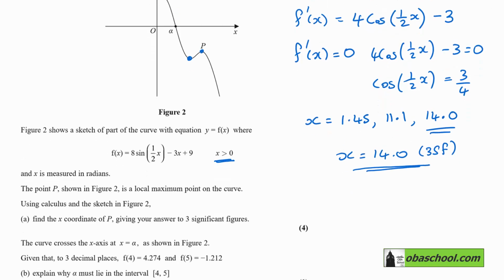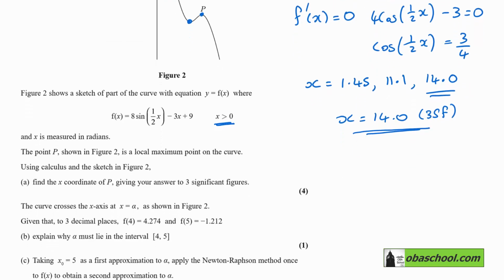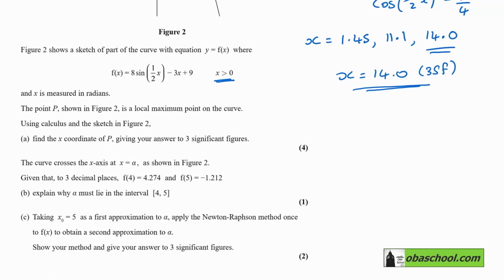Now we're told that the curve crosses the x-axis at A, which we can see just here. Given that to 3 decimal places, f of 4 is 4.274 and f of 5 is negative 1.212, explain why A must lie in the interval 4 to 5.